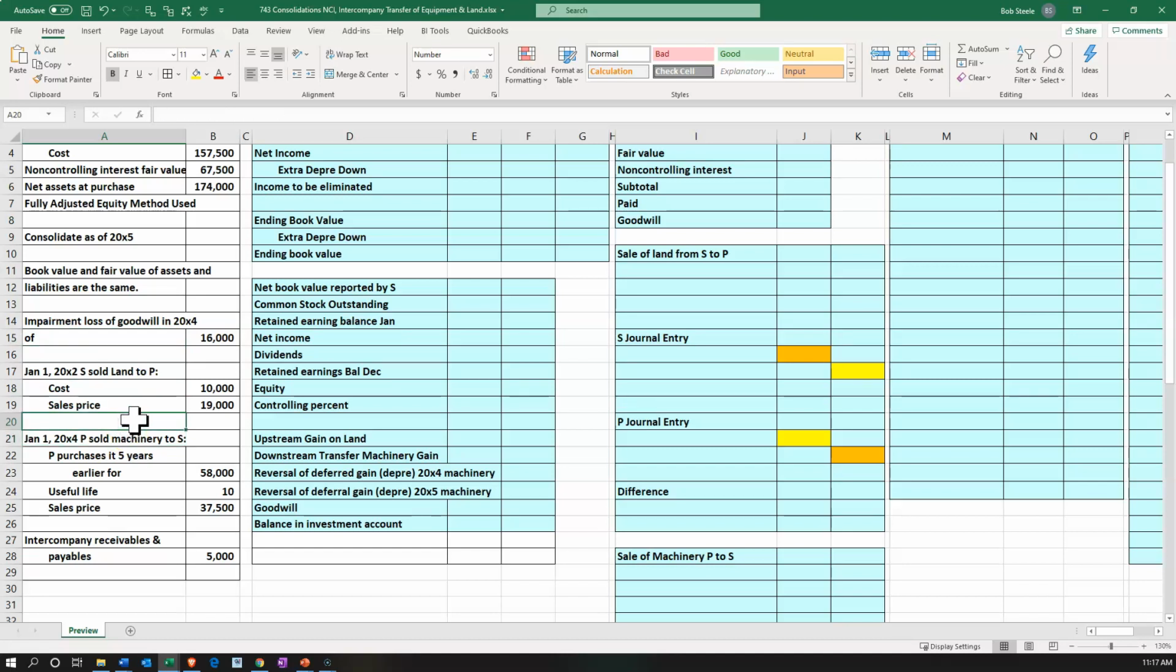And then on January 1st, 2000 X2, S sold land to P. So now S, the subsidiary, is selling to P, so that's an upstream sale. The land was sold for 19,000, the cost being 10,000.